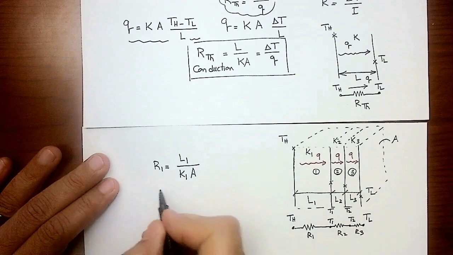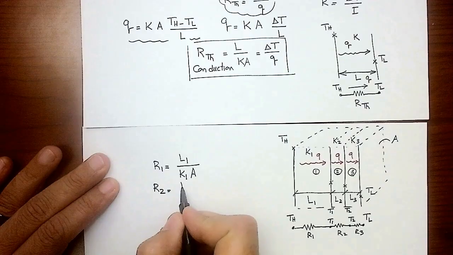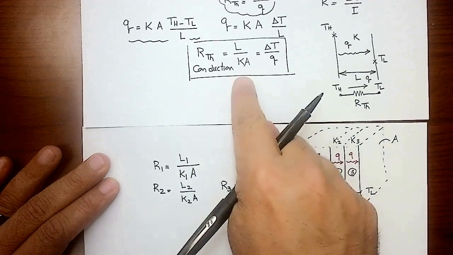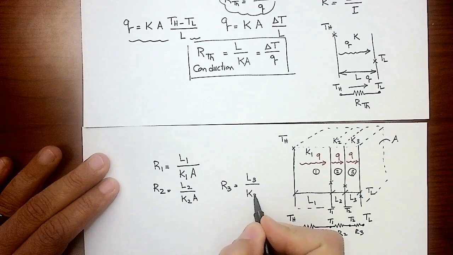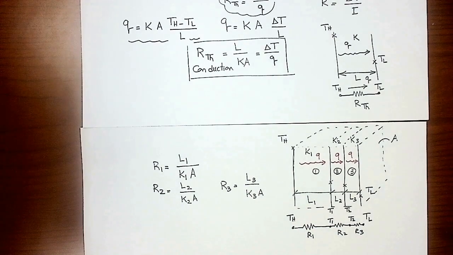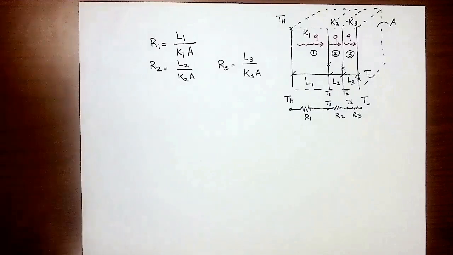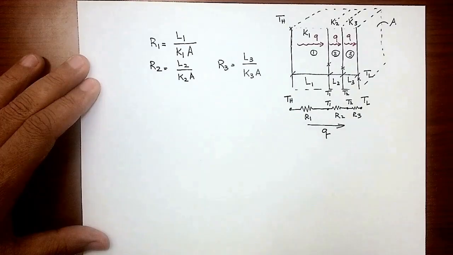Then I want to do the second resistance. This represents conduction through the second layer: L over kA. The second layer has a thickness of L2, thermal conductivity k2, and the area is still A. The third resistance represents conduction in the third layer. The equation of conduction thermal resistance is the thickness of that layer, L3, divided by thermal conductivity, k3, times A. Now I have the three resistances calculated. Then what I can do, remember, the electric current going through the three resistances is the same, Q.